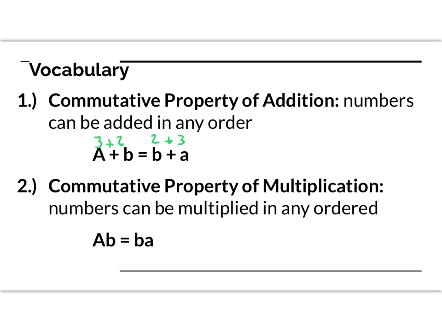That's for addition. For multiplication, same thing. 3 times 2. Whenever you see two letters next to each other, the operation is multiplication. 3 times 2 is equal to 2 times 3. The same thing. All the numbers did was switch. And you can only do these with addition and multiplication. You cannot do these with subtraction or division, and that's why you won't see that.